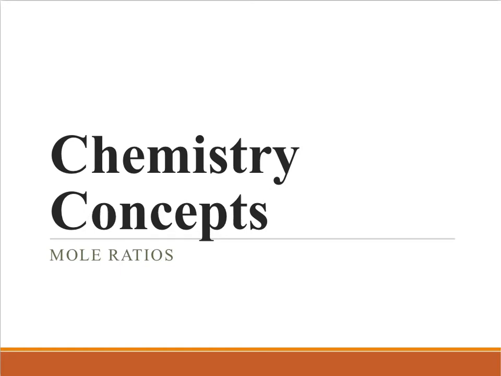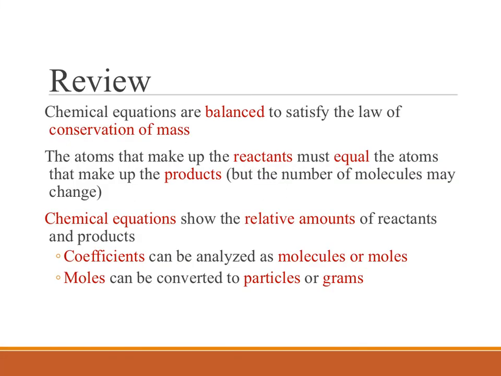In this video, I'm going to talk about mole ratios and how we use that to figure out the amount of reactants or products that is needed for a particular chemical reaction. Just to start with a bit of review, remember that chemical equations are balanced to satisfy the law of conservation of mass because the atoms that go into the reaction, the reactants, are equal to the atoms that come out, or the products. The exact number of atoms stays the same, but the number of molecules may change because atoms will be rearranged in a chemical reaction.